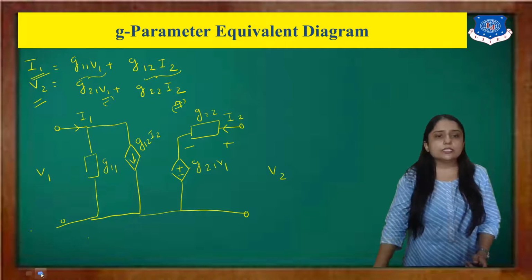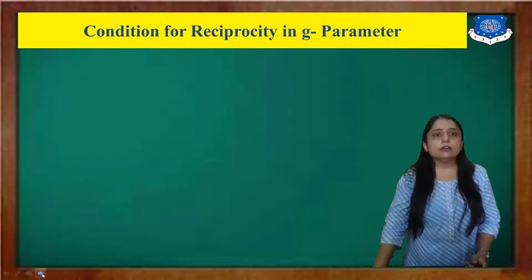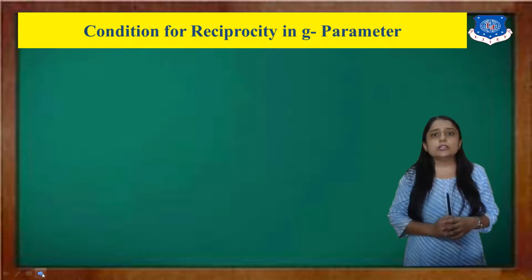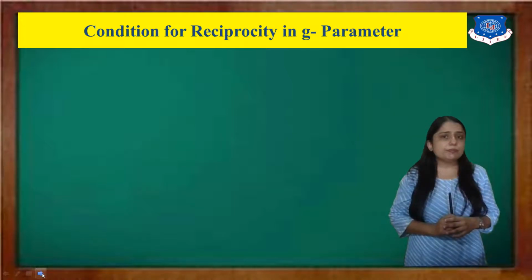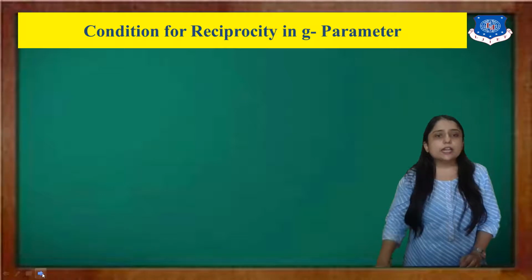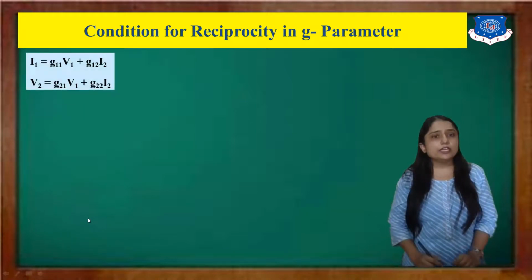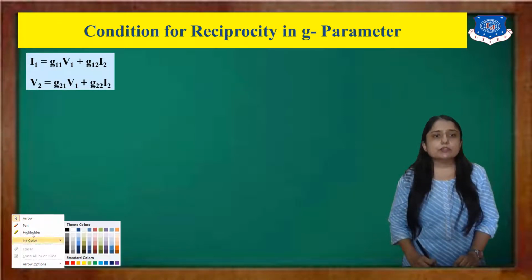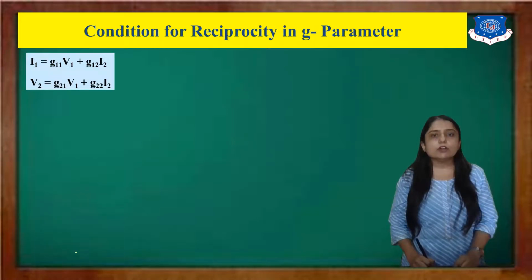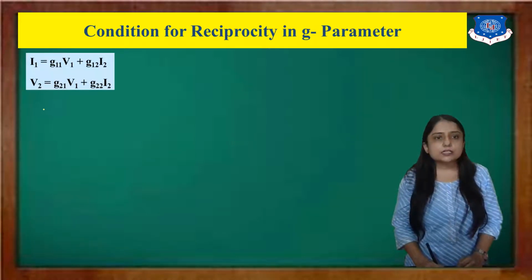Now the next theory that we want to derive here is the condition for reciprocity in a G parameter. Now, to derive the condition, first of all, what do we require? We require the two equations. Okay. So in each and every parameter, when we want to derive the condition, what we do is consider one diagram. Here we have one network. First of all, I'll consider V1 equal to Vs.